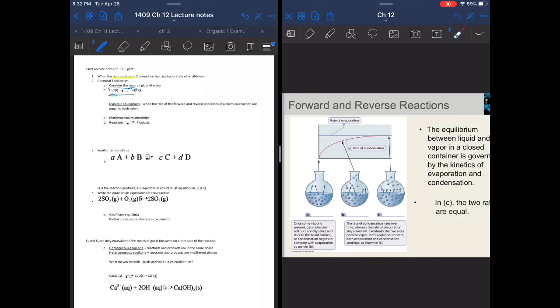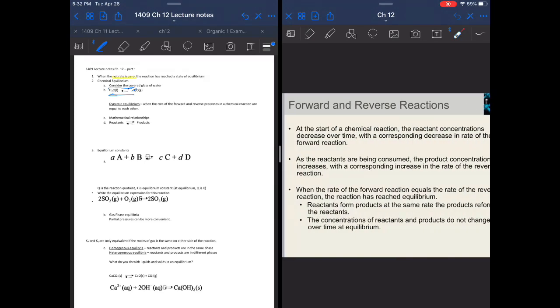Now, we're going to apply this to a chemical equation, and we're going to start looking at a reaction. In a reaction, we're going to start off with reactants, and we're going to move forward to products. But some chemical reactions have a significant equilibrium, where products go in the reverse direction and reform reactants.